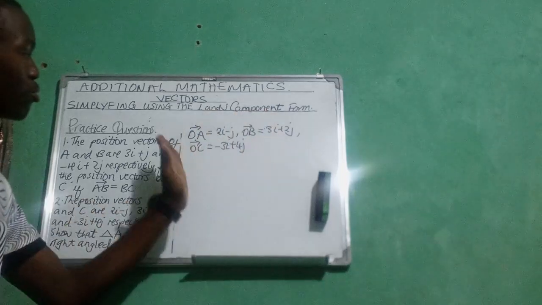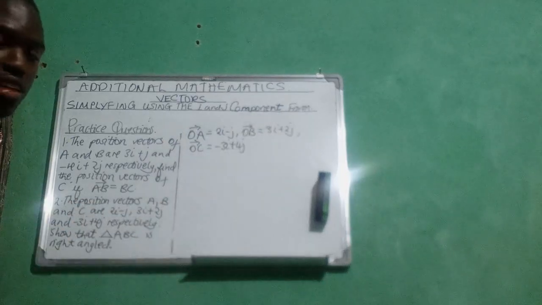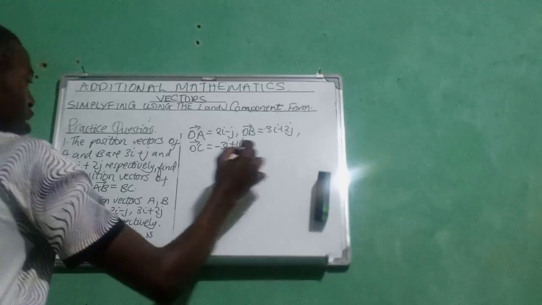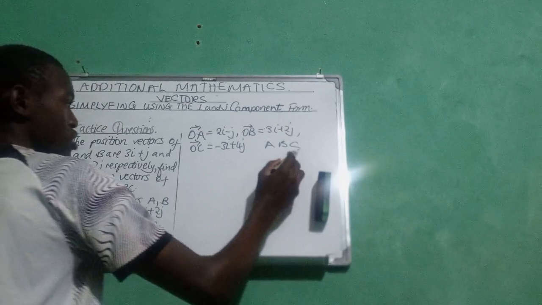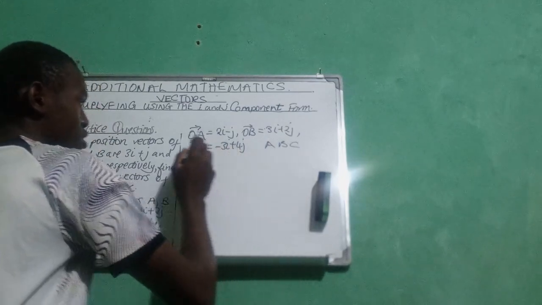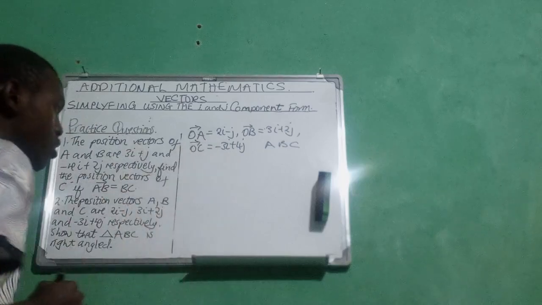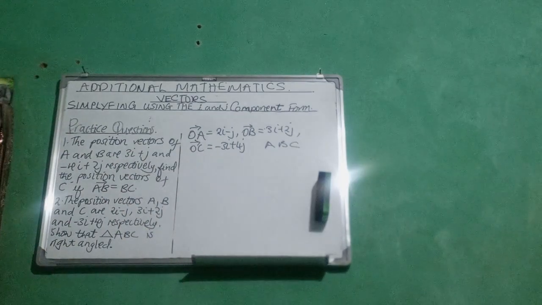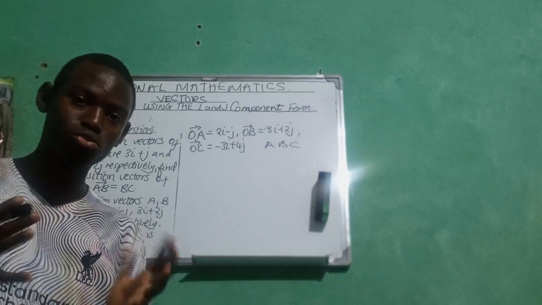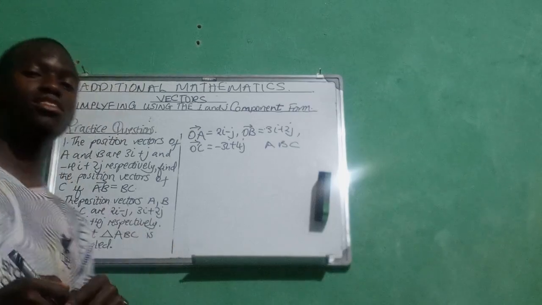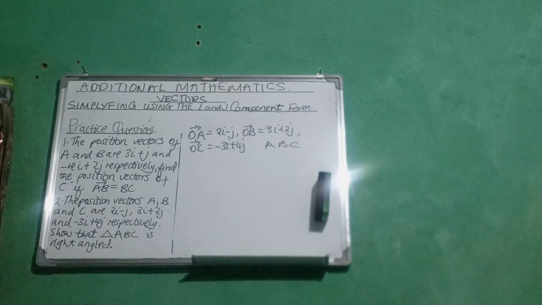First of all, you need to play around with these three vectors. It means we have the letters A, B, and C. So you need to use the letters A, B, and C, not the position vectors. What I mean is that you need to find something we call a resultant vector. A resultant vector comes about as a result of adding two or more vectors.